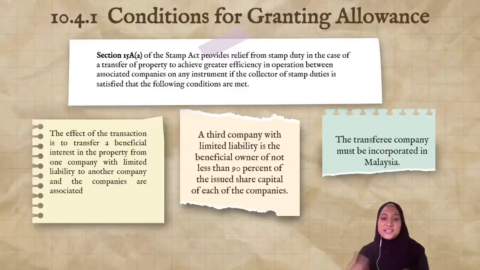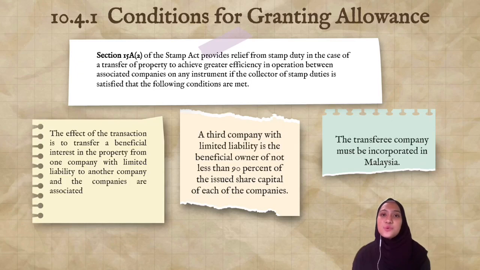Now we will move to the next subtopic, which is conditions for granting allowance. According to Section 15A(2) of the Stamp Act, relief from stamp duty is provided in the case of a transfer of property to achieve greater efficiency in operation between associate companies on any instrument, if the collector of stamp duties is satisfied that the following conditions are met. Firstly, the effect of the transaction is to transfer a beneficial interest in the property from one company with limited liability to another company, and the companies are associated.